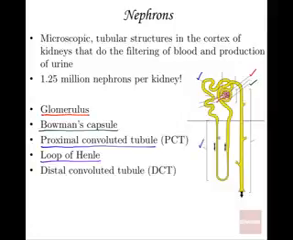So this is the loop of Henle, and there's actually two parts to it. There's the descending limb of the loop, and then there's the ascending limb going back up. And then the distal convoluted tubule. Let's use blue for that one again. So the DCT is a little bit more distant. Here it is.